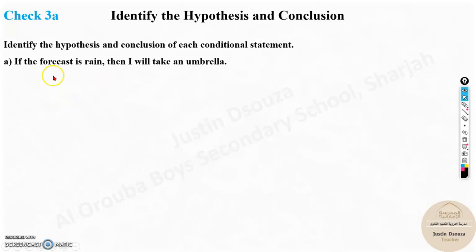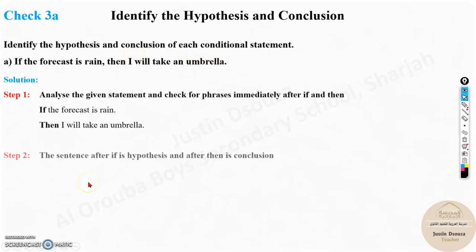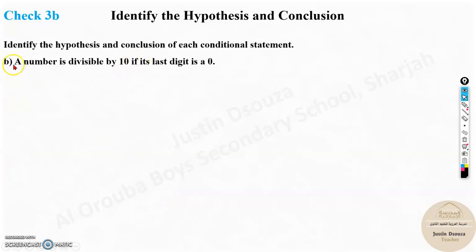Similarly, you can try solving this. It's very straightforward, so we'll directly jump to the answers. Whatever is after if, the forecast is rain, is the hypothesis. Then I will take an umbrella. So I will take an umbrella is the conclusion. So whatever is after if, the forecast is rain, and the conclusion, I will take an umbrella. Over here, there is no then.